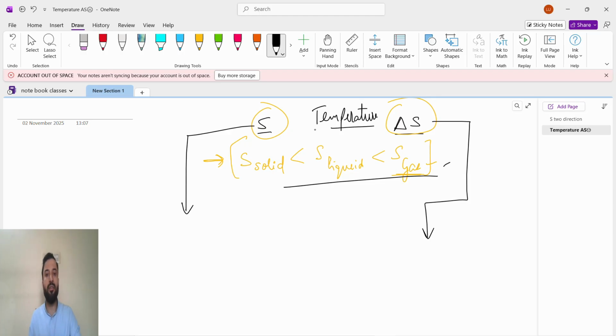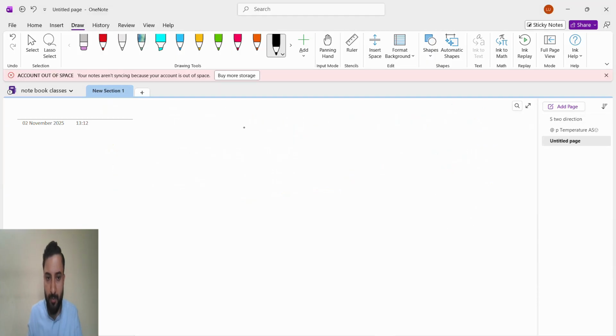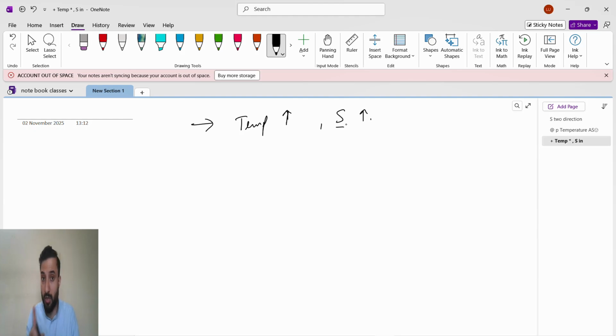Now guys, entropy, if I increase the temperature, what will happen? Solid will convert into liquid, liquid will convert into gas. So if I increase the temperature, randomness will increase. After this we will write this point. If we increase the temperature, entropy will also increase. I am just talking about entropy, not about change in entropy.